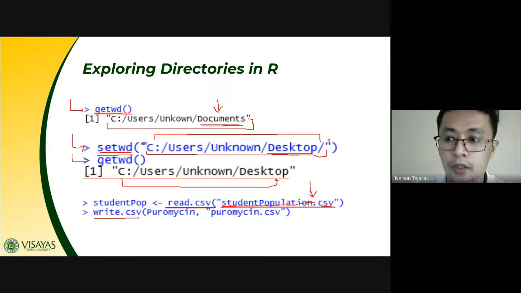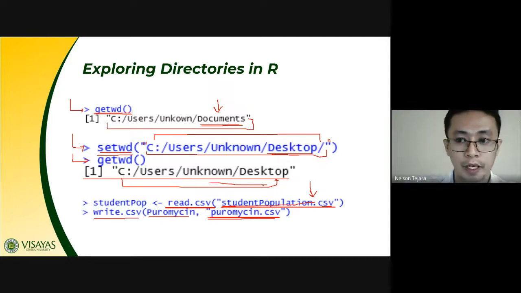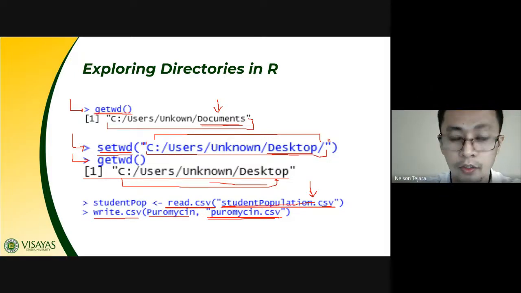Again, your write.csv function takes two arguments. The first one is the data set that you want to export, and the second one is the location and the file name to which you want your data set to be exported. So in this case, if you just say pyromycin.csv, when you press enter, this CSV file will be stored in your current working directory because you did not specify an actual file location. Instead, you just supplied the file name. So this file will be stored in your current working directory. So that's how we can import and export, and set and get your working directory.